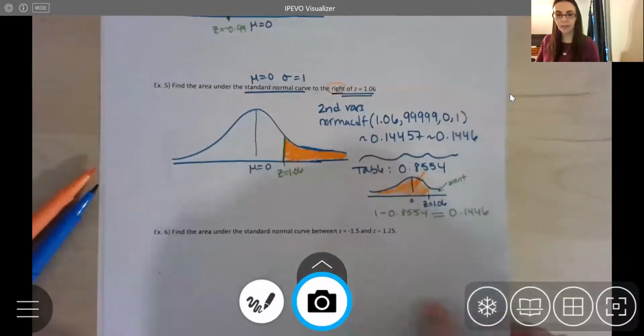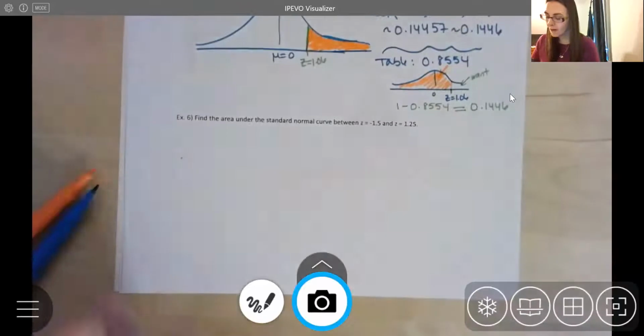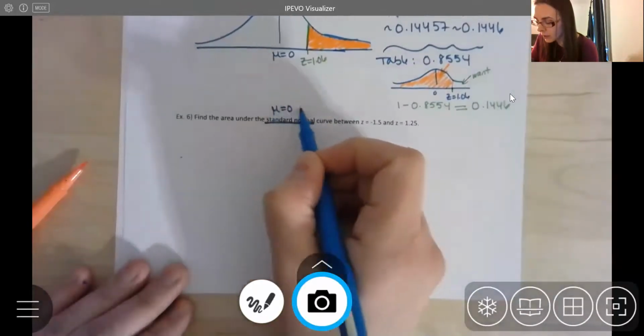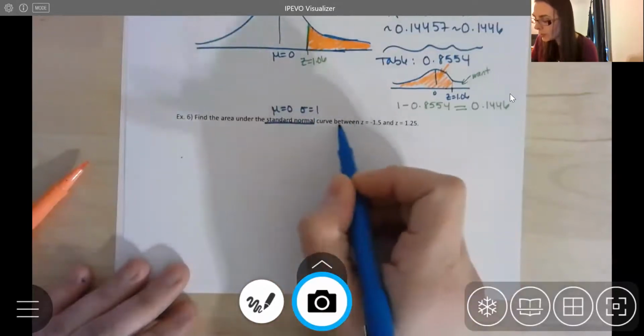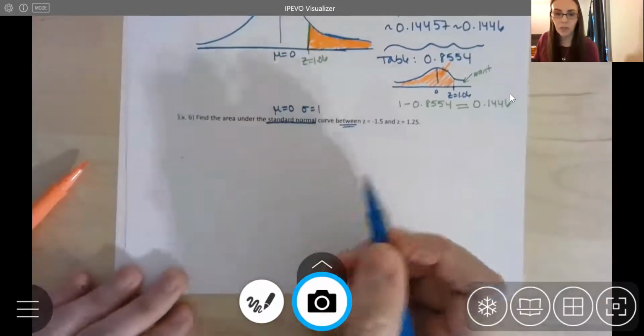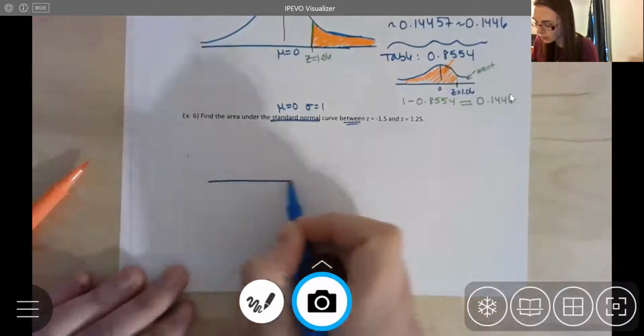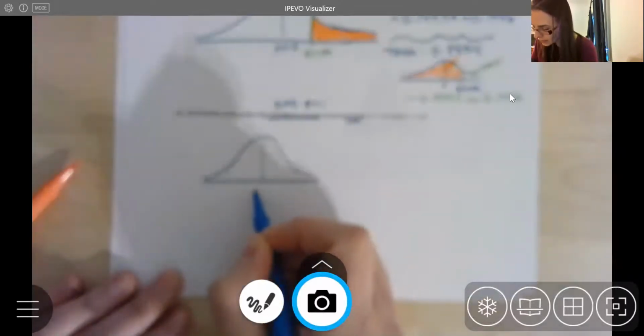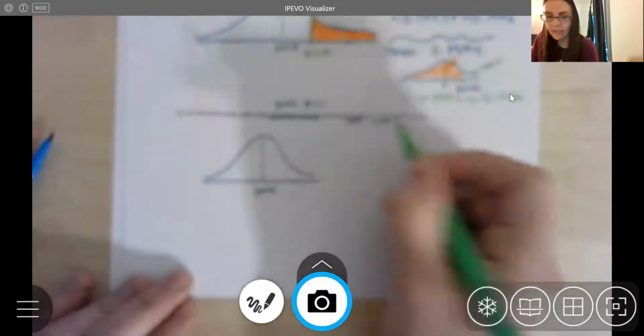All right, let's do one last example. Find the area under the standard normal curve. So mean is 0, sigma is 1, between 2 points. So now I'm going between two z values here. All right, so I'm going to draw my picture first. Again, my center is at 0. All right, so I have one z value that's negative.